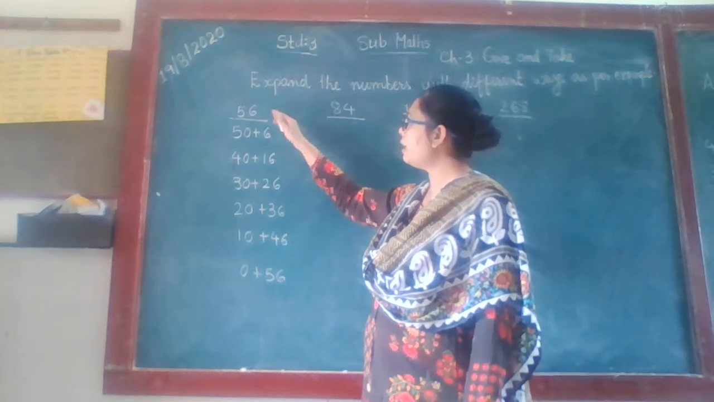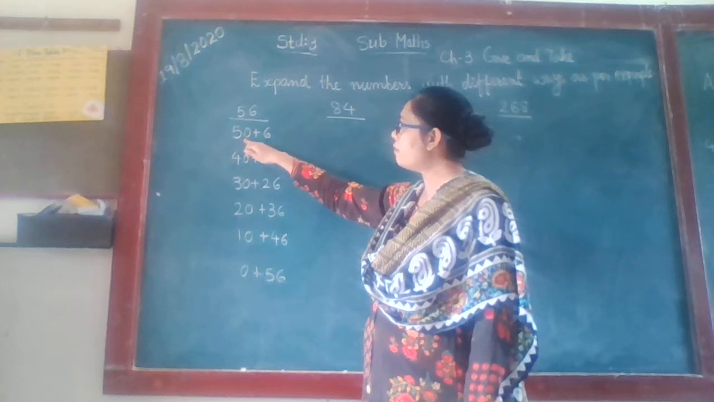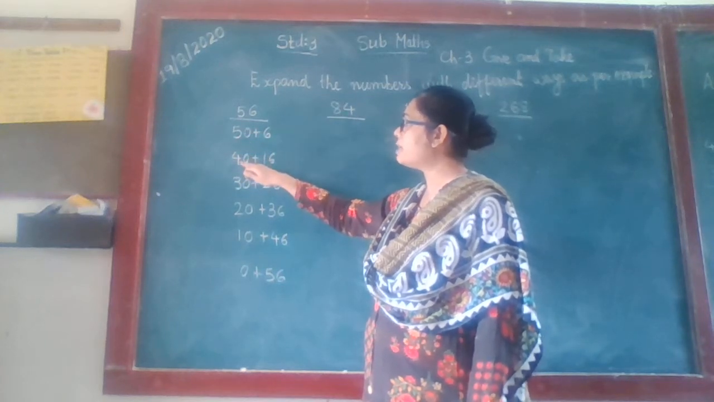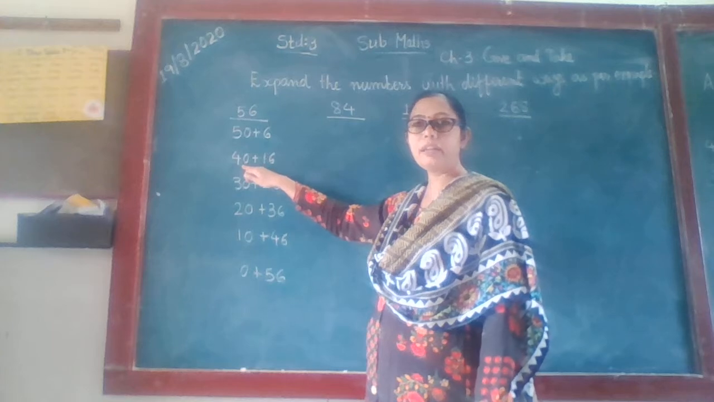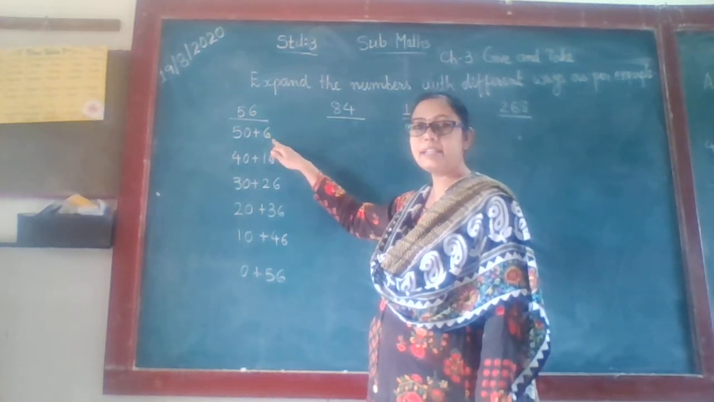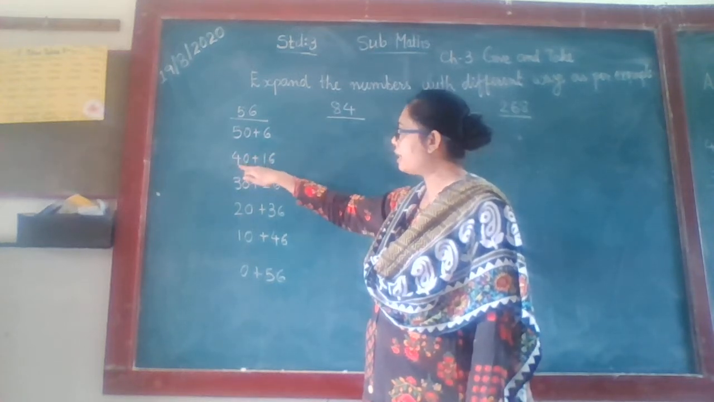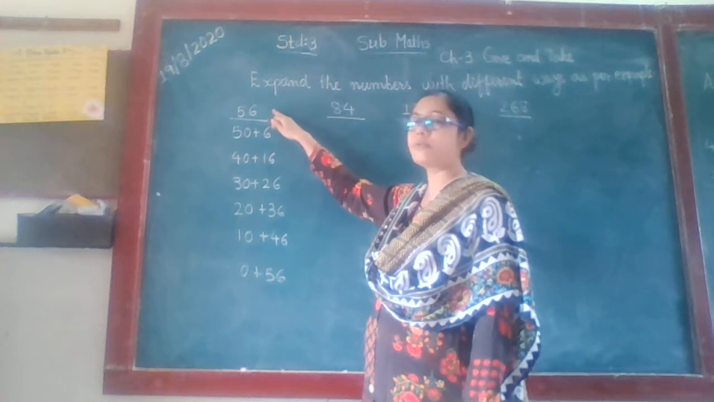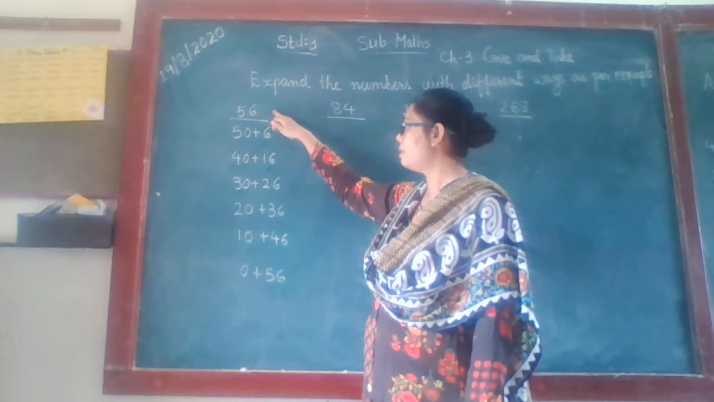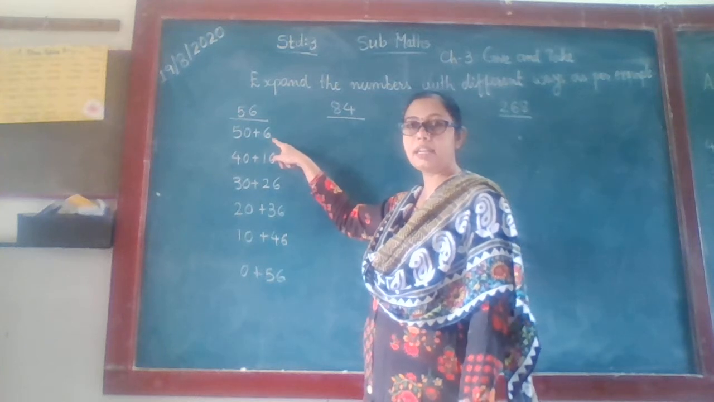Then again they expand the same number in a different way. From 50 they minus 10, so here 40 remains. And then that 10 they add to 6, so 6 becomes 16. So 40 plus 16 is also 56.